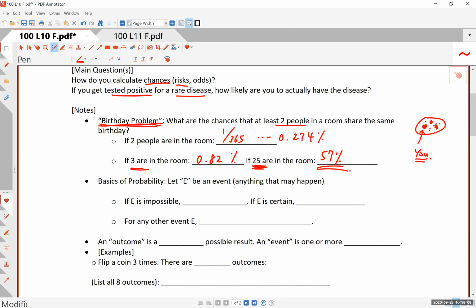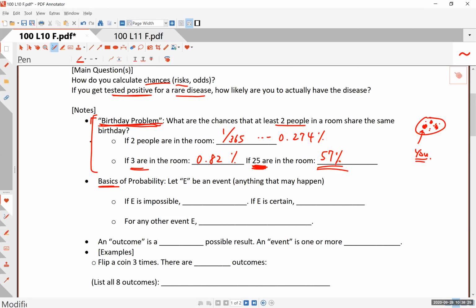This is hard to believe. In fact, when you have like 50 people or something, it's almost certain that a few people share the same birthday. So how do you figure these things out? Well, we have to start with some basic ideas on probabilities. We will not pursue this very much anymore.